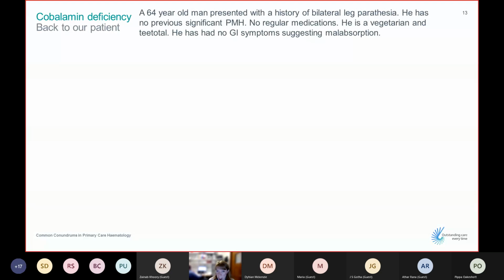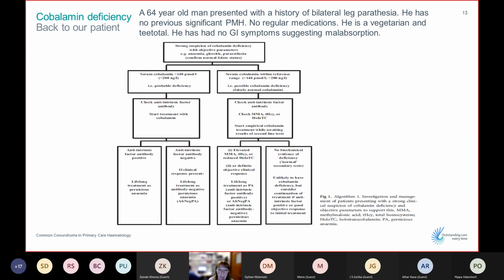So, coming back to our patient, the 64-year-old man with paresthesia in his legs. What are we going to do next with him? This table is taken from the BSH 2013 guideline on B12 and folate deficiency management. And we can see that our patient definitely fits into this highlighted category, that we've got a strong suspicion that they might have a B12 deficiency because of their paresthesia.